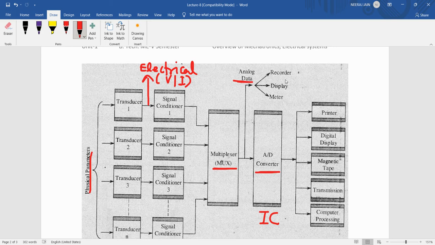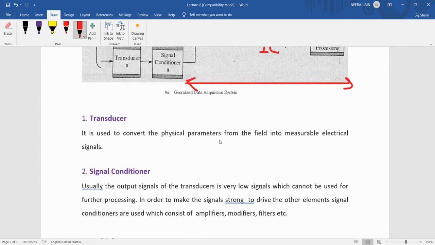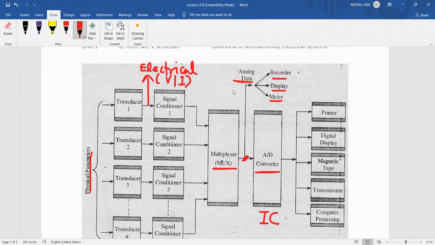If we want to record the signal, then the analog signal is required. So after multiplexing, we get the analog signal, and this signal is recorded, displayed on the CRT, and we can also monitor it on analog meters. So the role of the DAS is to bring the signal from the field to the computer.